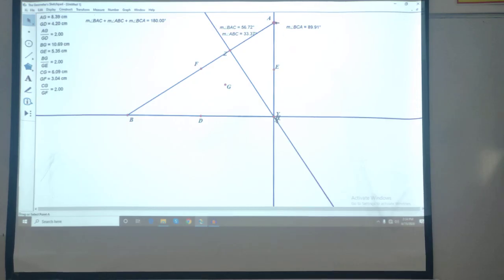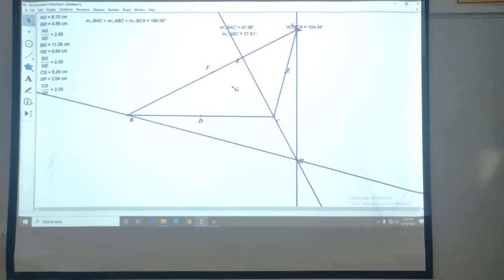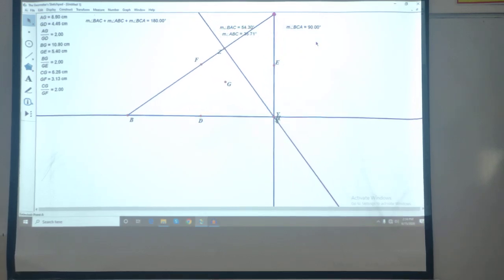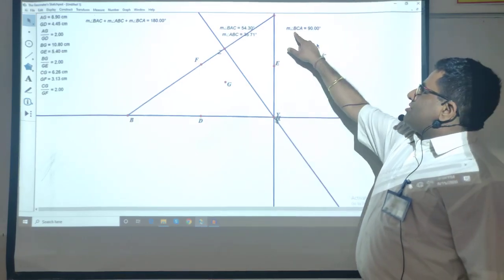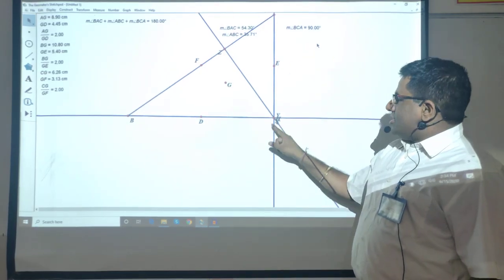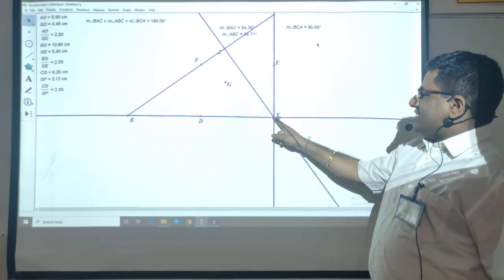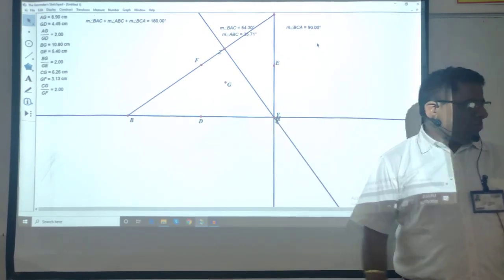So if I make angle C obtuse, H lies behind C. Hope it is clear to all of you. You can see here exactly, this is the exact position. Angle BCA is given to be 90 degrees, that is, angle C is 90 degrees. H coincides with C. That is, in a right angle triangle ACB, if angle C is 90 degrees, H coincides with point C.